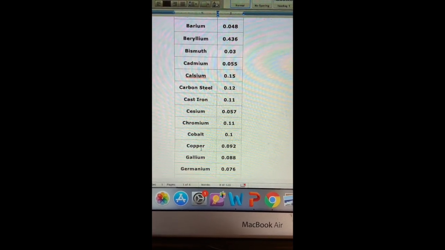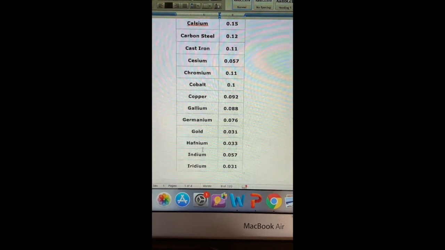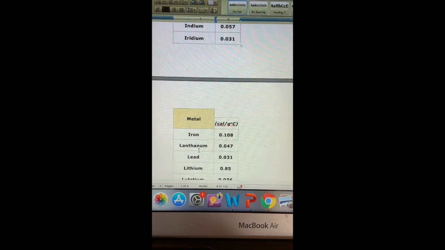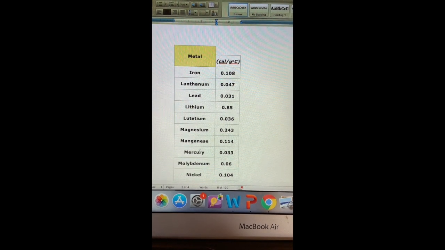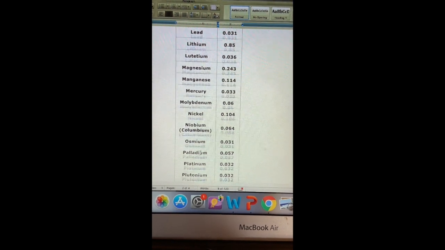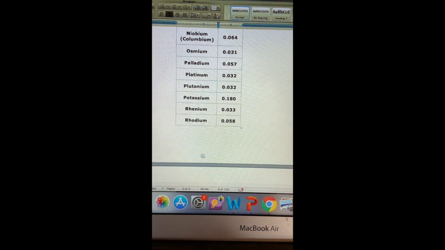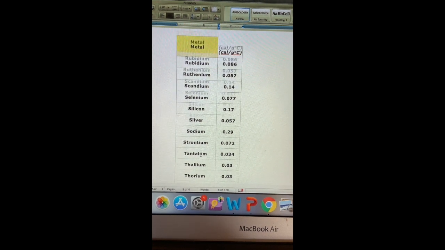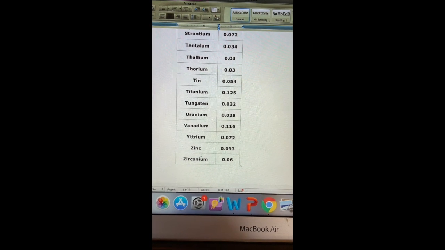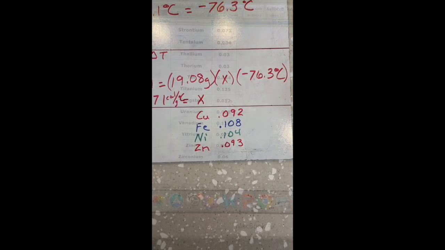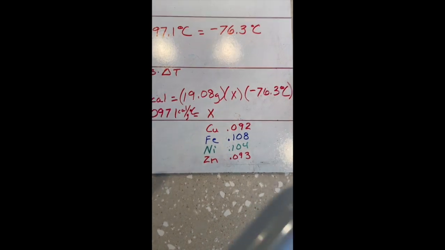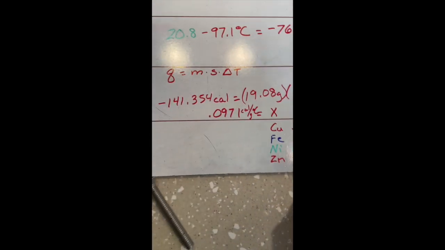Could be copper, but that didn't really match color-wise. Could be iron, that's a little high. Could be nickel, that's still a little high. Or it could be zinc with 0.093. Looking at the 4 choices, my bet is that it is, in fact, zinc.